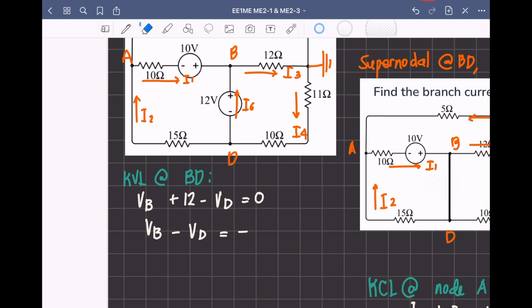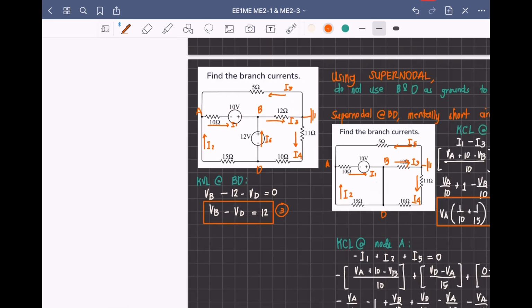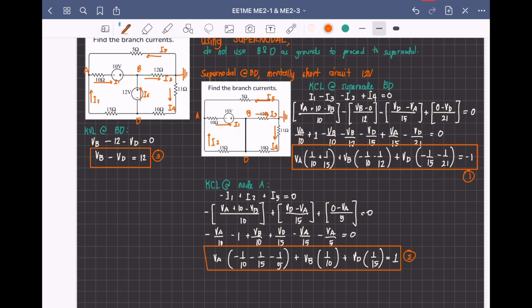Sorry. Ito pala ay negative 12. Okay, ulit. VB minus 12 minus VD equal to 0. So, we transpose this to the right. It becomes positive 12. Okay, positive 12. And let me box this for your third equation. This is equation 3. So, you now have 3 equations, 3 unknowns.